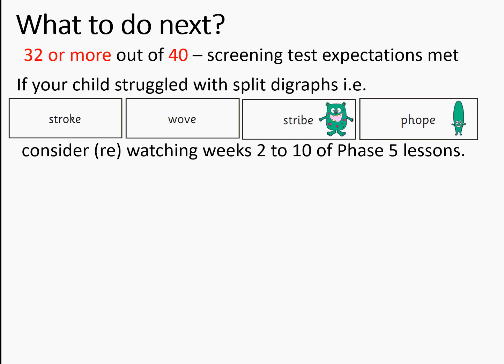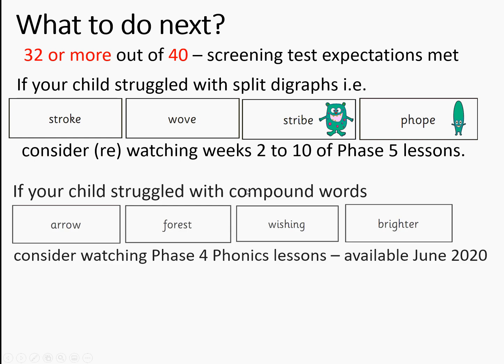If your child struggled with the split digraphs, i.e. stroke, wove, stribe or phobe, you might consider watching weeks 2 to 10 of the Phase 5 lessons on my YouTube webpage. If your child struggled with compound words, which is arrow, forest, wishing and brighter, the ones at the end, you could consider watching the Phase 4 phonics lessons, which should be available from the start of June this year.